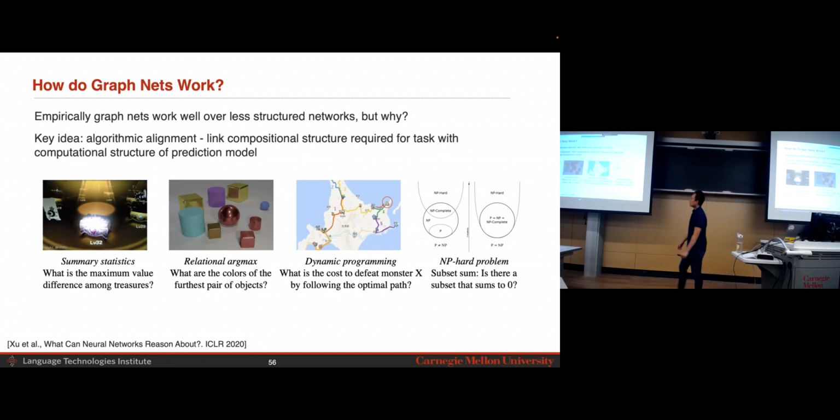There's a class of problems called dynamic programming. For example, what is the cost to defeat a monster by following the optimal path to that monster? That requires you to solve the optimal path problem. And finally, you have NP-hard problems.